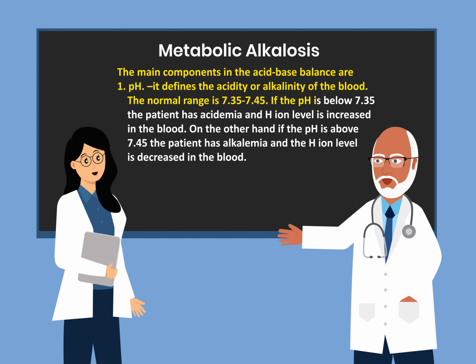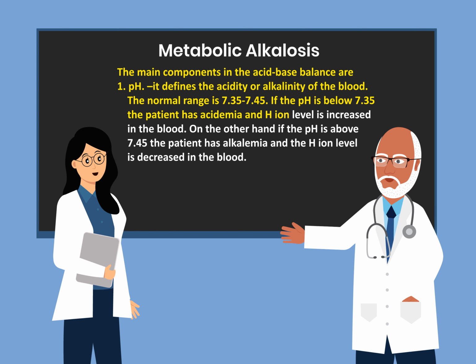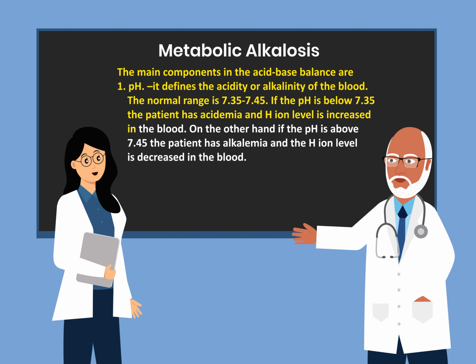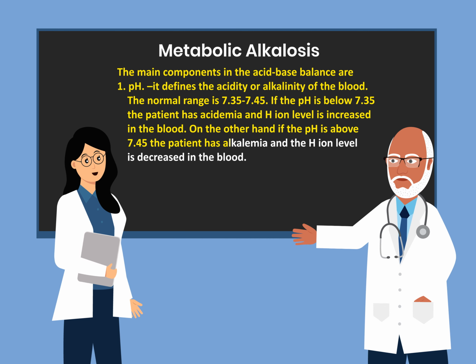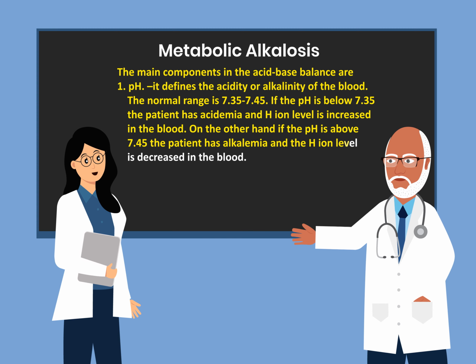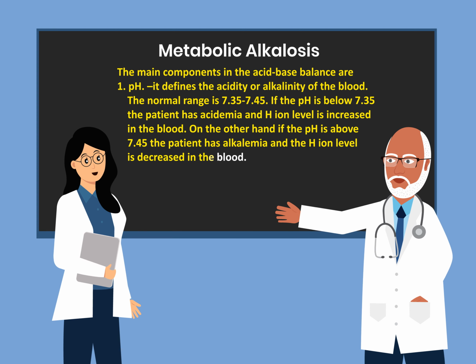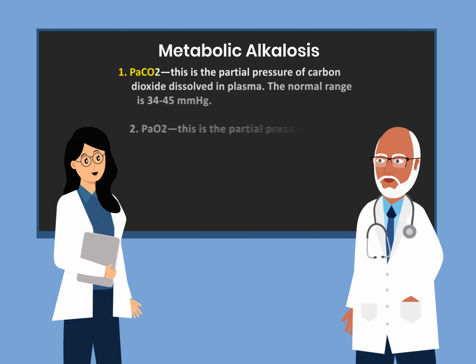If the pH is below 7.35, the patient has acidemia and hydrogen ion level is increased in the blood. On the other hand, if the pH is above 7.45, the patient has alkalemia and the hydrogen ion level is decreased in the blood.